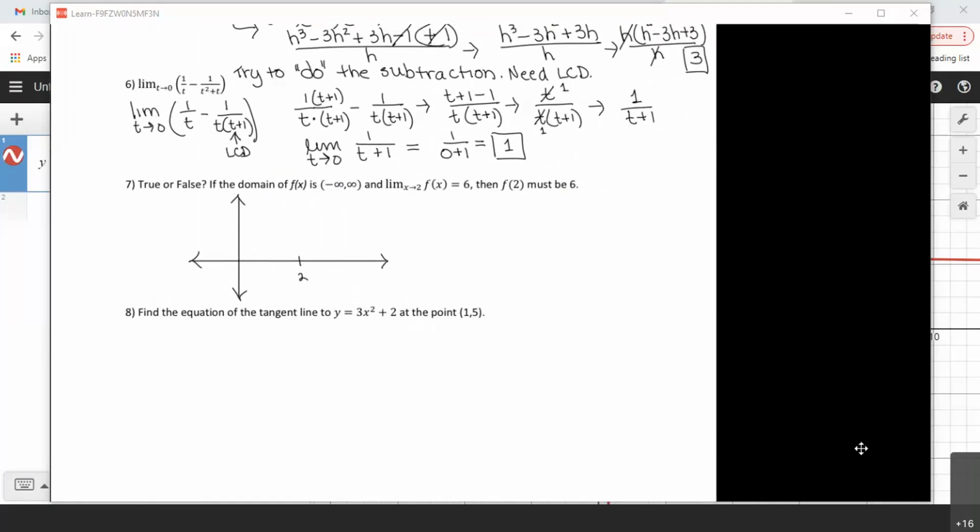So what do you think about this? Do you think number 7 is true or false? I'm asking for feedback. What do you think? Is number 7 true or false? Just type T or F in the chat. What do you think?